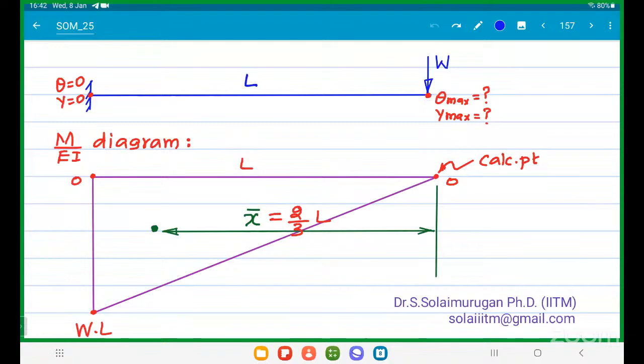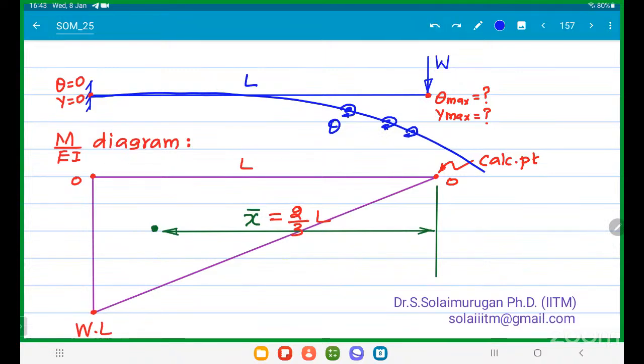Sir, what do you mean by slope? At every point, you can see the rotation of the point, correct? Due to the rotation of the points only, deflection happens, right? The rotation of individual particles is nothing but theta. This theta is nothing but slope, correct?